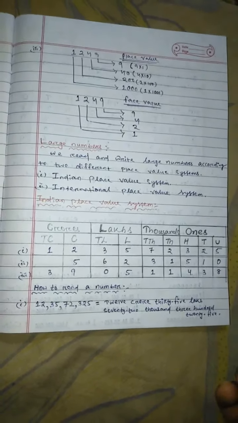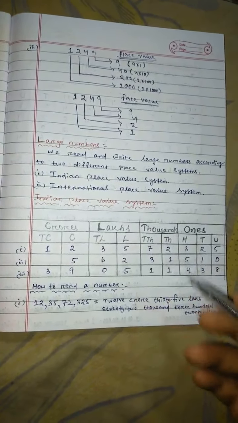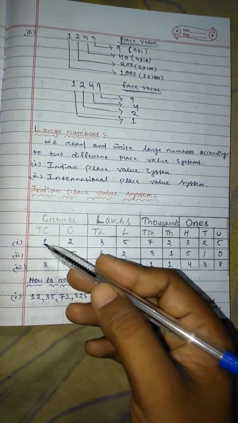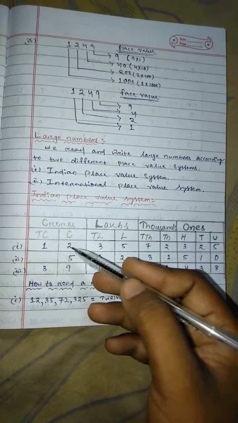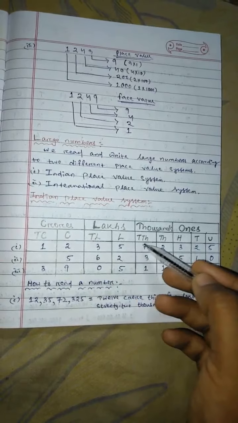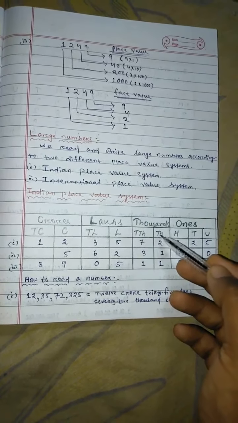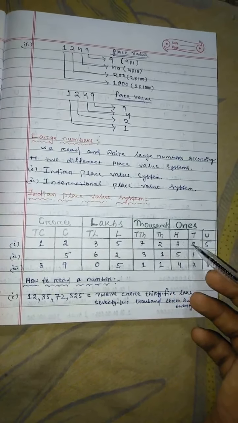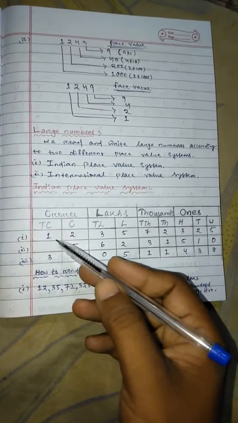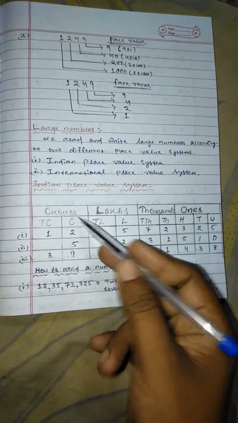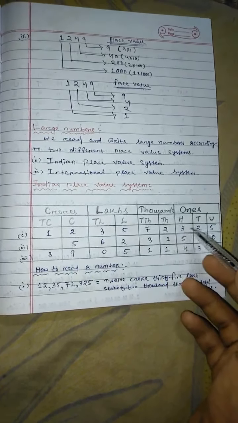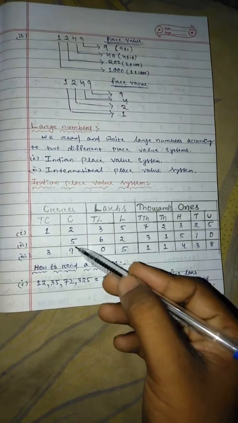Then how to write numbers in the Indian place value system? Like see here, I have written 1 in 10 crore place, 2 in crore place, 3 in 10 lakh place, 5 in lakh place, 7 in 10,000 place, 2 in 1000 place, 3 in 100 place, 2 in tens place and 5 in unit place. Then how to read this number? So it is 12 crore 35 lakhs 72,325.